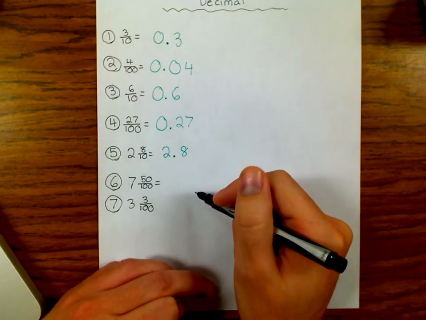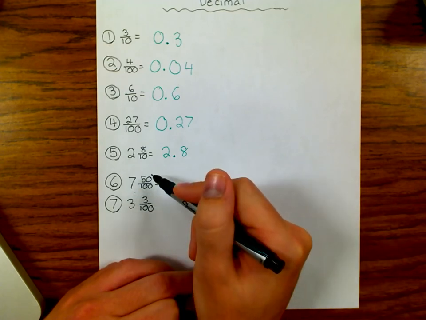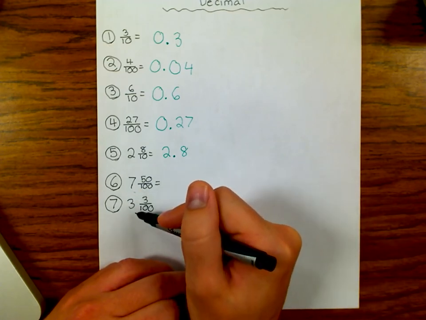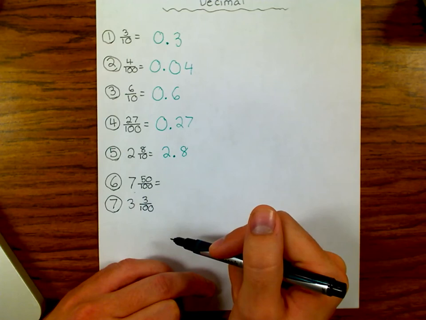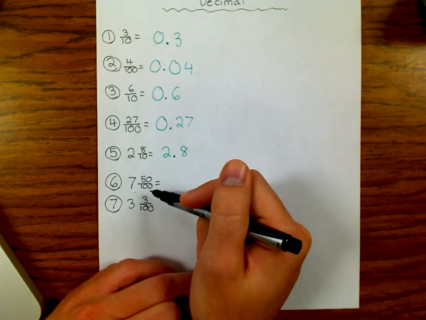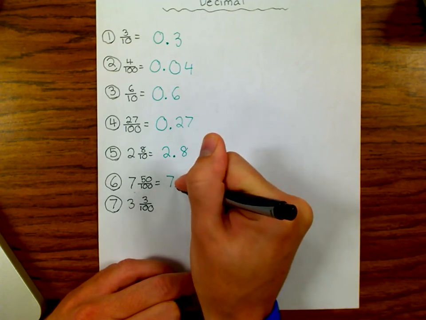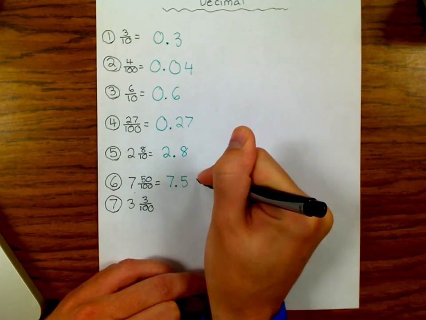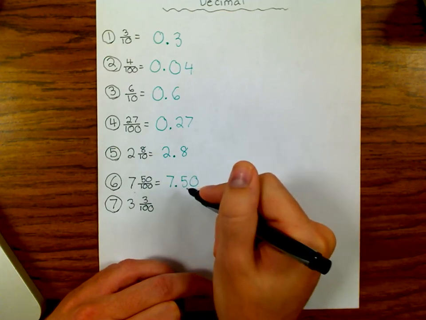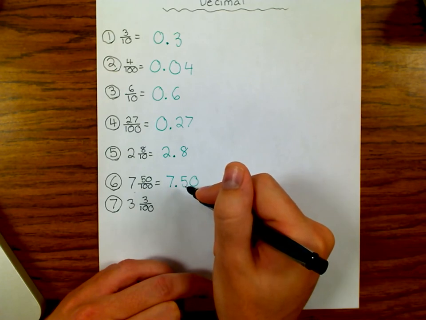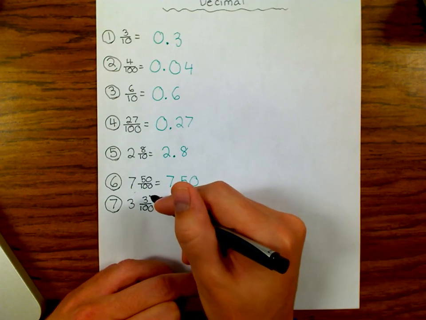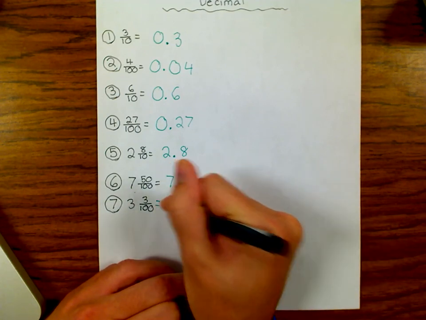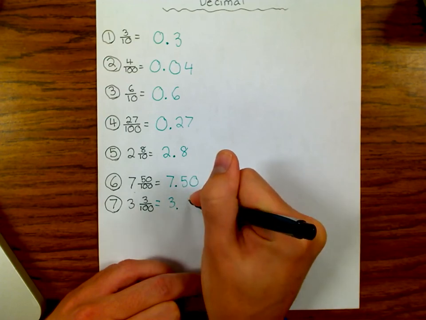Now, I'd like you to try 2 problems this time. We have 7 and 50 hundredths, and we also have 3 and 3 hundredths. Try to find those out on your own. Now, for 7 and 50 hundredths, you should have gotten 7, decimal point, 5, 0. Now, you'll notice that this is the same as 7 and 5/10. 50 hundredths is the same as 5/10 when we look at it. We can also do 3 and 3 hundredths, which is equal to 3, decimal point, 0, 3.